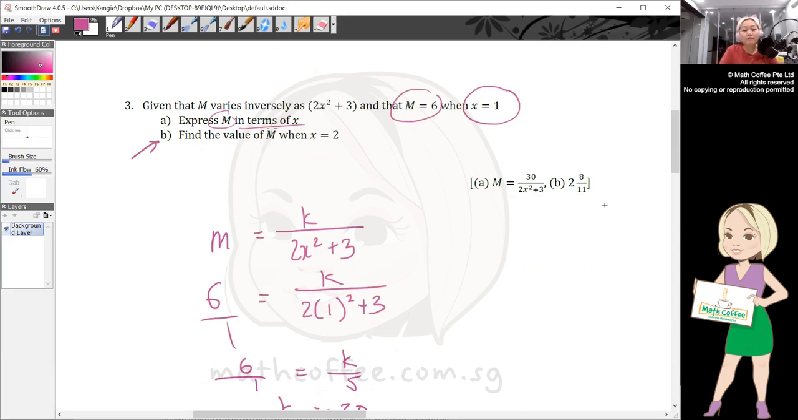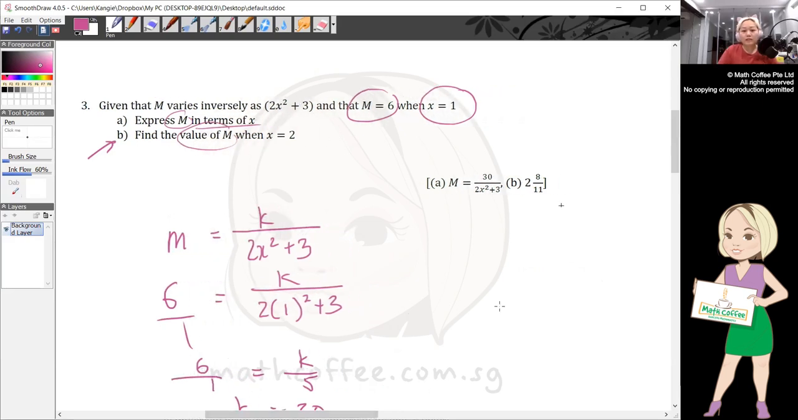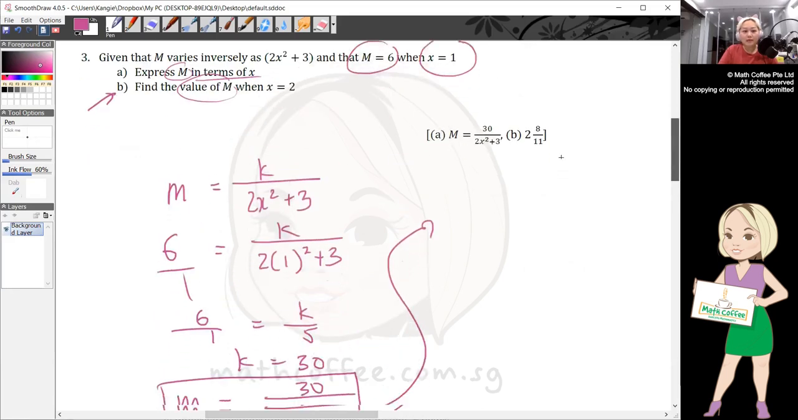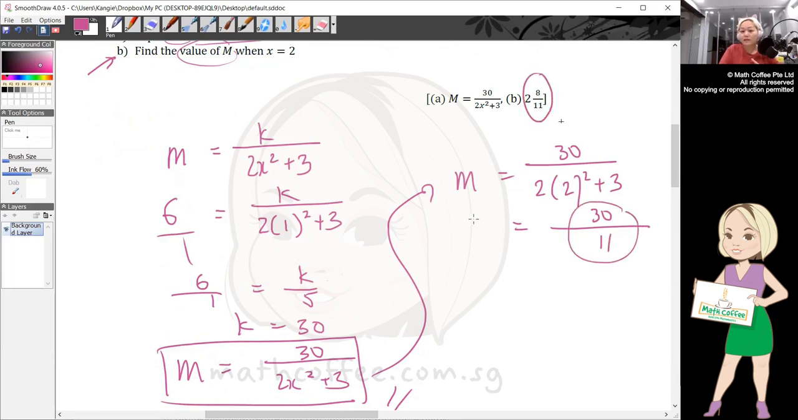Part B will be find the value of m when x equals 2. So what do I do? I just use this formula over here and sub in. So find the value of m when x equals 2. That means m is equal to 30 over 2 squared plus 3. And I will have 30 over 4 times 2, 8, plus 3, 11. So 30 over 11, this is a funny number, and that's why you can leave the answer as a mixed number. So it will be 2 whole 8 over 11. And you're done.